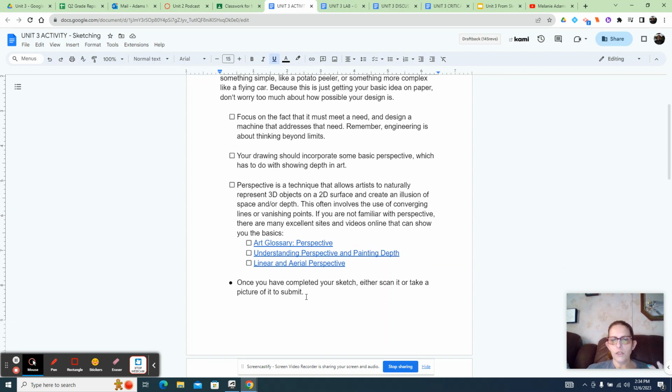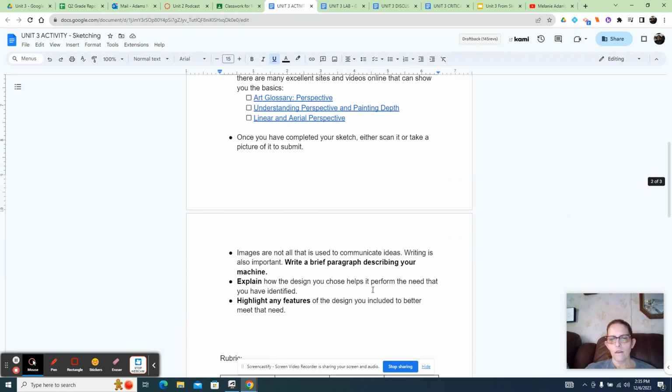Okay. So once you've completed your sketch, you can either scan it and submit it like a picture, or take a picture of it real up and close on your camera. If you give it to Miss Martin, she can take it to the computer copier and she can scan it for me and send me, if you put your name on it, she can scan it and send it to me as well. Okay. So your images are not all that's used to communicate ideas.